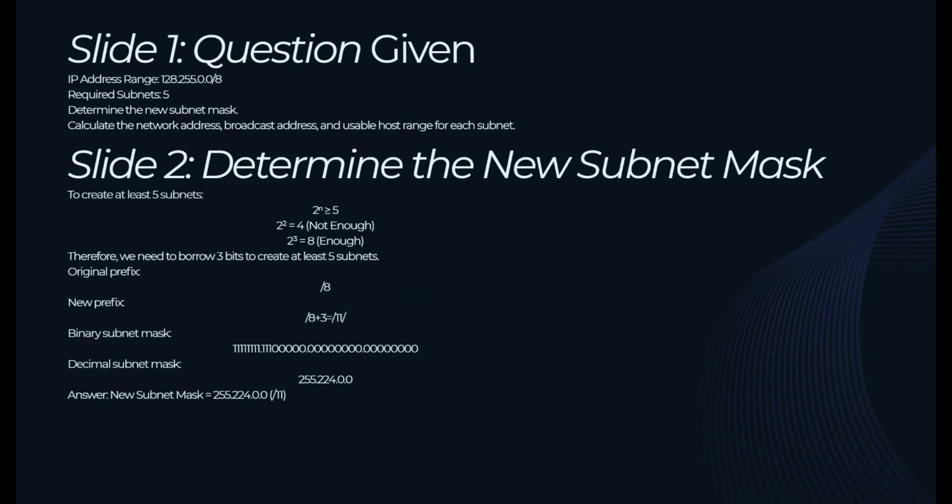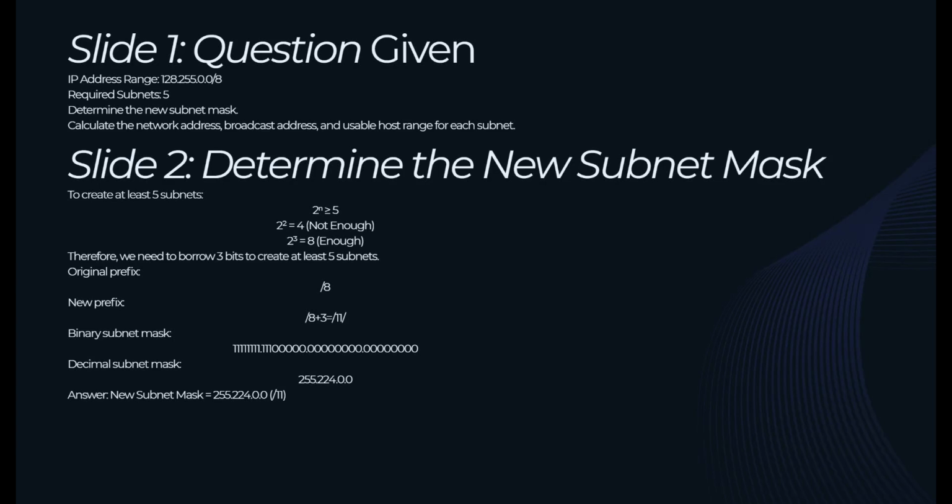We use the formula 2 to the power of n must be greater than or equal to the required number of subnets. Since the company requires 5 subnets, 2 squared equals 4, which is not enough, while 2 cubed equals 8, which is enough. Therefore, we borrow 3 bits. The original prefix length is /8. After borrowing 3 bits, the new prefix becomes /11.